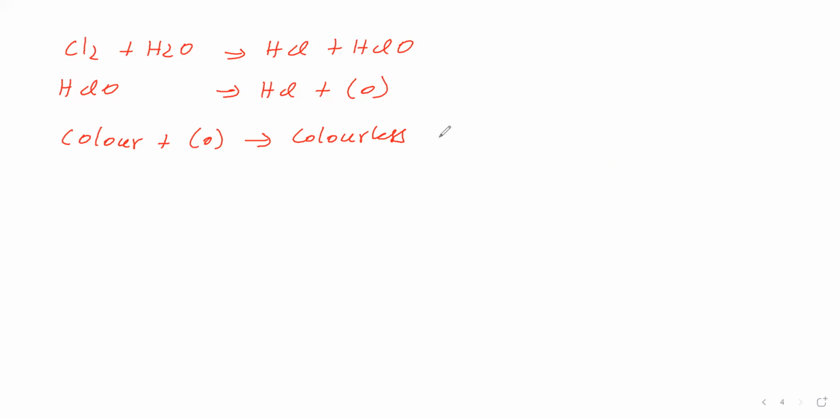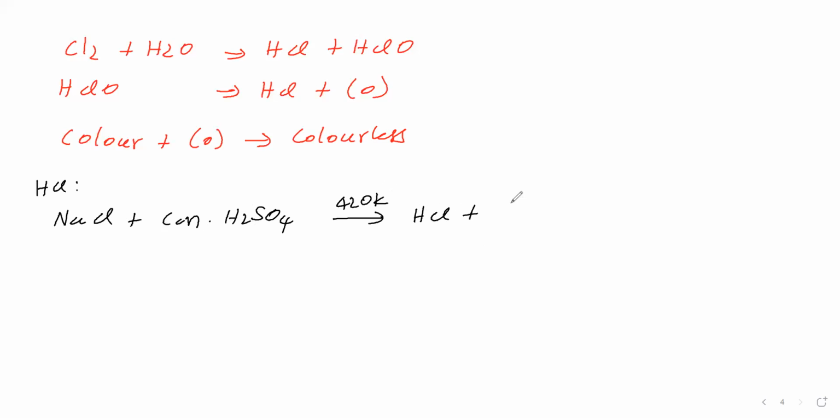Next we will go for hydrogen chloride. Preparation of hydrogen chloride we will see. Now we will take sodium chloride. To the sodium chloride we will add conc. sulfuric acid. We will keep the temperature at 420 Kelvin. So from this H plus and this Cl minus we get HCl. Then we are getting NaHSO4, sodium bisulfate.